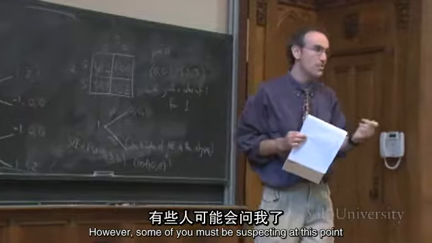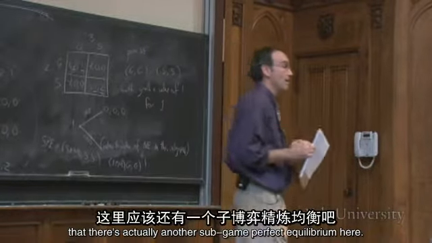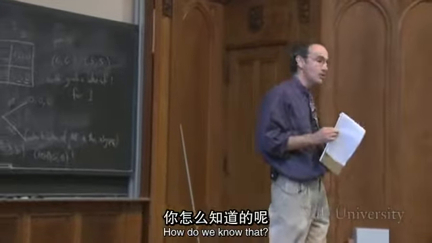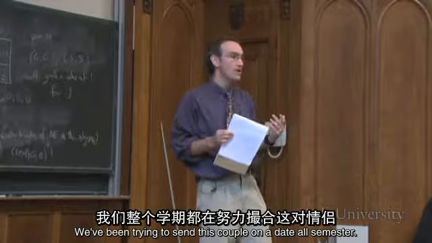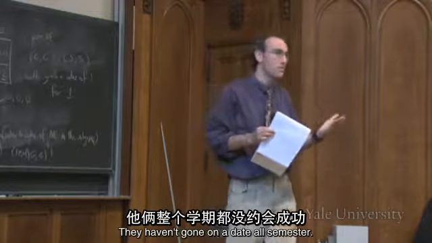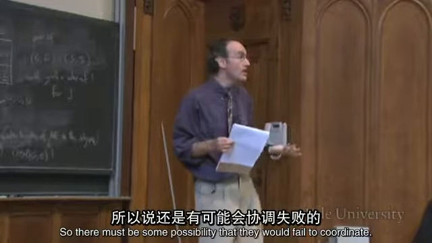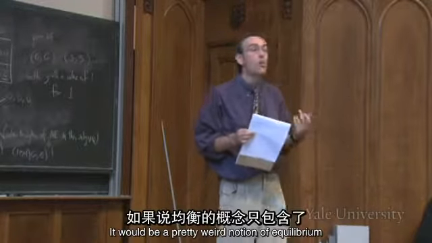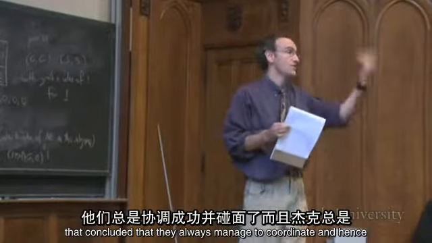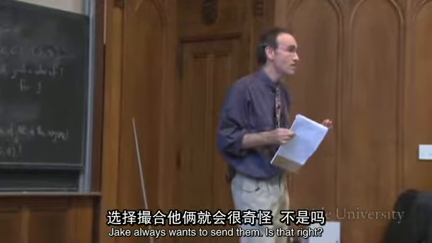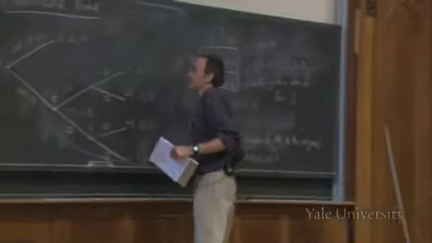However, some of you must be suspecting at this point that there's actually another subgame perfect equilibrium here. How do we know that? Think about this game. I mean, we've been trying to send this couple on a date all semester. They haven't gone on a date all semester. I'm embarrassing them now, but they haven't gone on a date all semester. So there must be some possibility that they would fail to coordinate. And it would be a pretty weird notion of equilibrium that concluded that they always managed to coordinate, and hence Jake always wants to send them. Is that right? So let's also look at the other equilibria here.